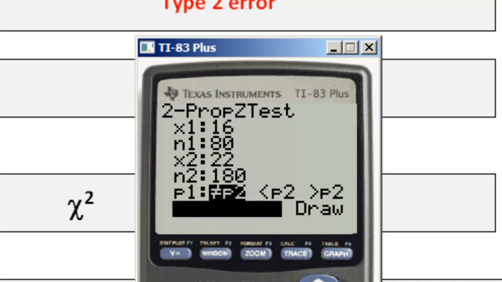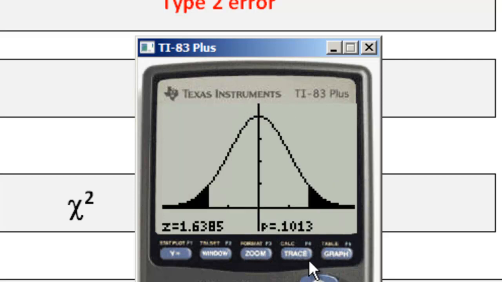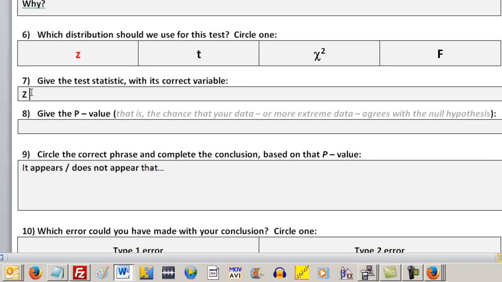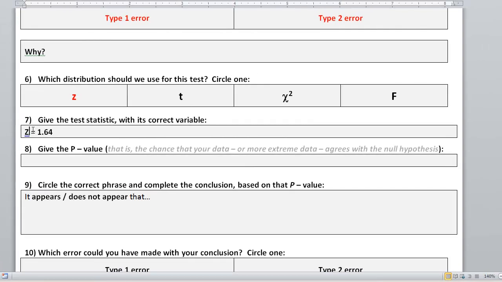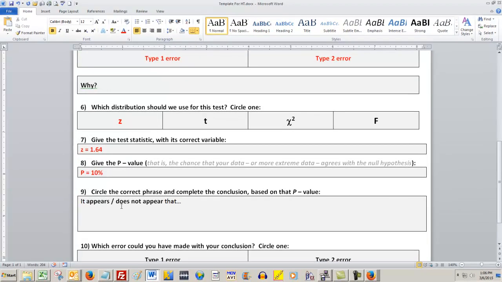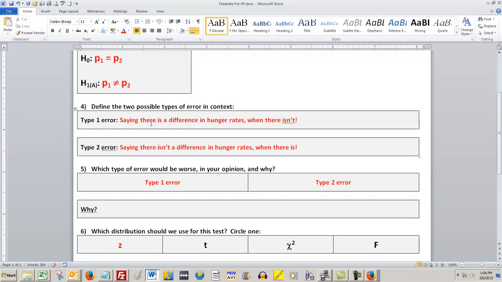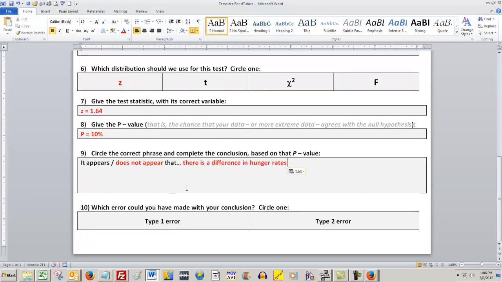Let's take a look and see if there is a statistically significant difference. Not by these standards. We've got a Z-score of about 1.64. Okay, I'm going to make that lowercase. And that carries a big p-value of about 10%. Which, going by our class standard of 5%, means that it does not appear that there's a difference in hunger rates.